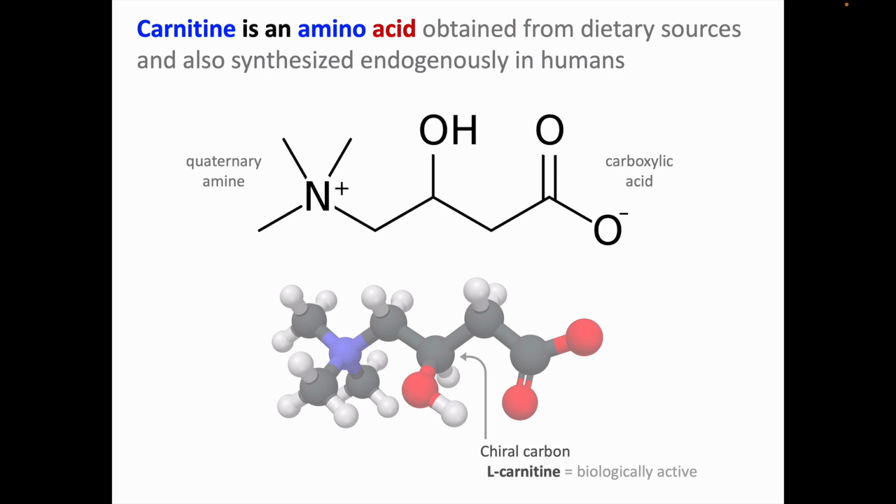Now, there are some rare genetic disorders where a person can't synthesize carnitine endogenously, and these people will need treatment with carnitine supplementation. And we also see here that there is a chiral carbon in carnitine, such that there can be L or D stereoisomers, and it's the L stereoisomer that's the biologically active one.